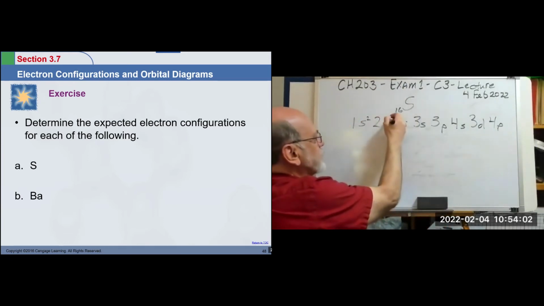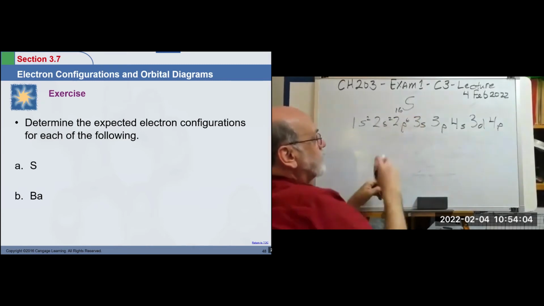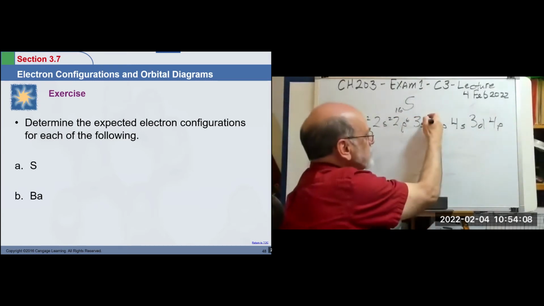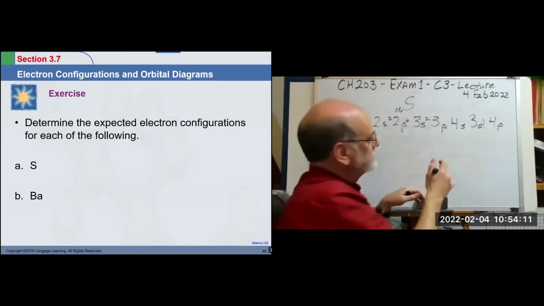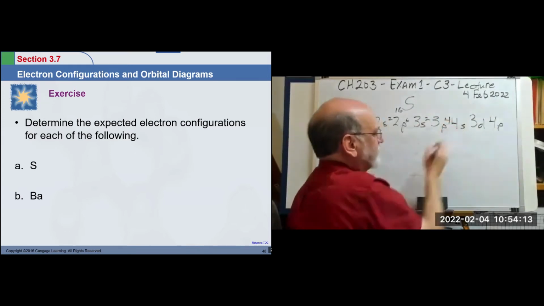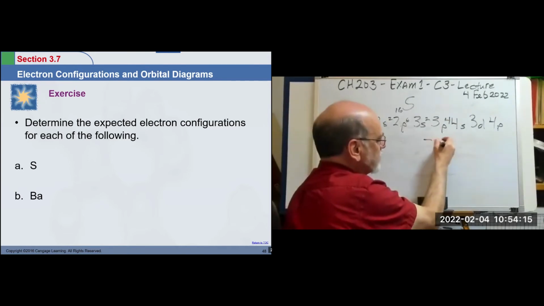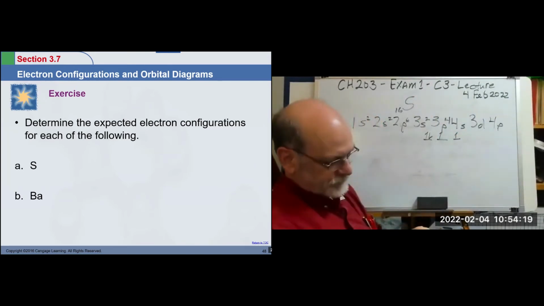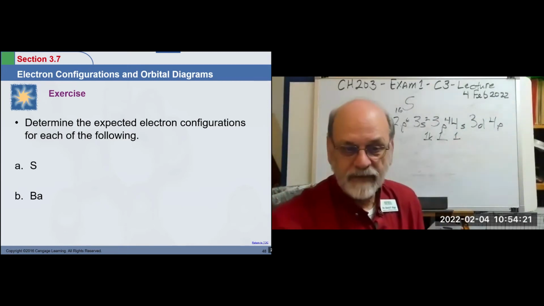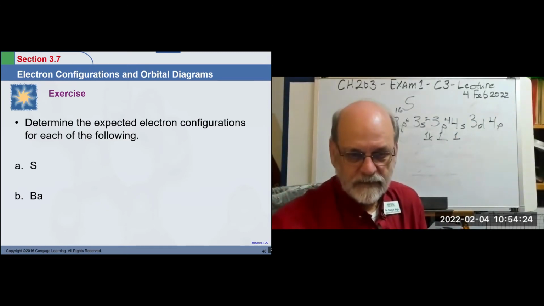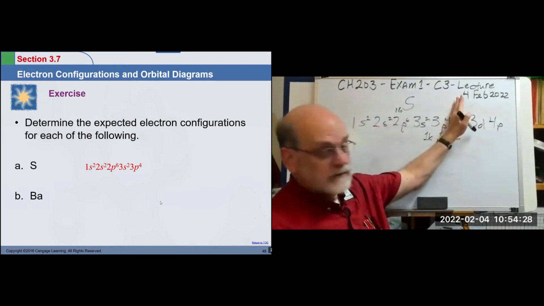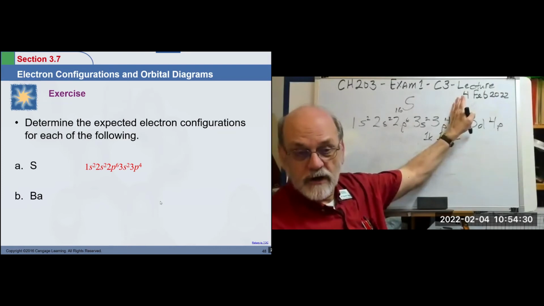So we can put 2 here, and 6 there. That's 10. We got 6 more to go. 2 here. Now we only got 4 more to go. 4 here. Okay? So that would be 1, 2, 3, 4. Like that. There we go. So that's as far as you go. That's the electronic configuration for neutral sulfur.